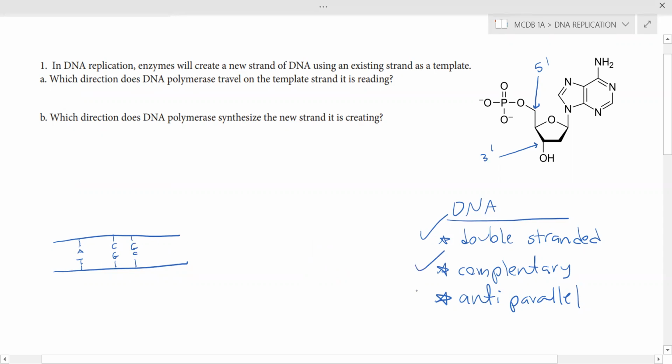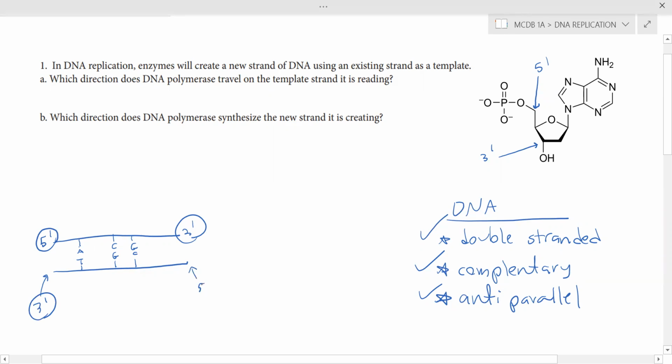Cool. And then it's anti-parallel, right? So it's parallel because they're aligned like two parallel lines. The anti-parallel part, that's when we start thinking about directionality. So if this is the 5' end of one strand, that means that the opposite end of the strand has to be 3'. So can you point out right now, this end of the opposite strand, is that the 5' end of the opposite strand or the 3' end of the opposite strand? Right, that would be the 3' end of the opposite strand.